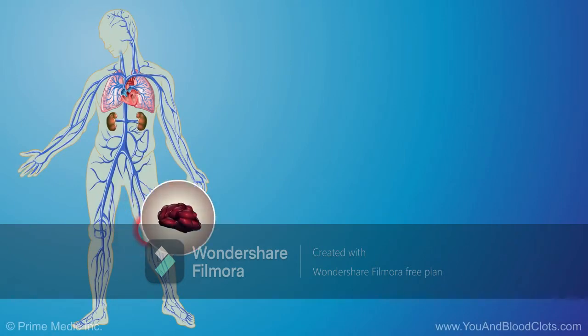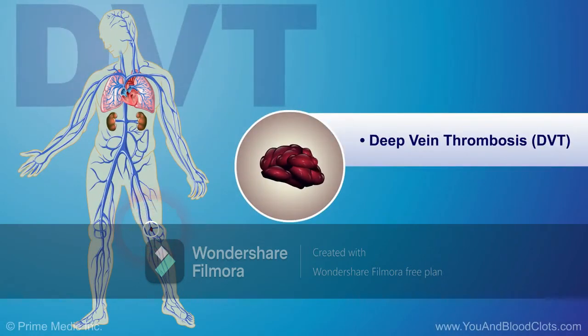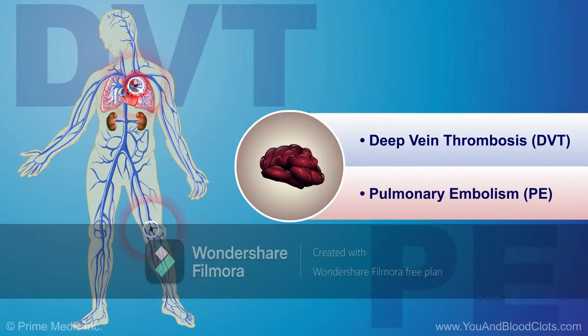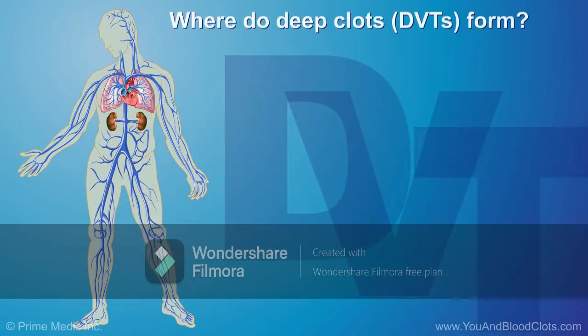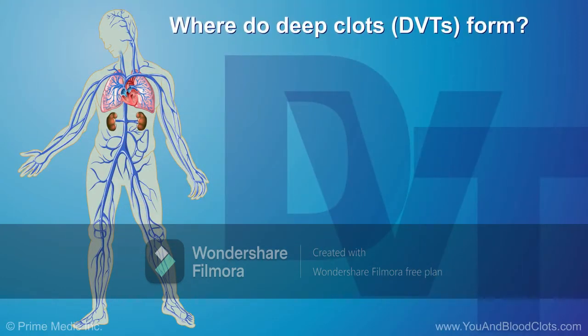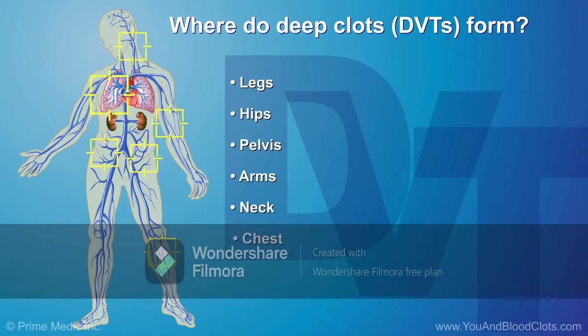A clot which forms in a deep vein in the body is called a DVT or deep vein thrombosis. A clot that breaks off from a deep vein in the body and travels to the lungs is called a PE or pulmonary embolism. Most DVTs are clots that form in veins in the legs, hips, or pelvis area. They can also form in the arms, neck, or chest area.